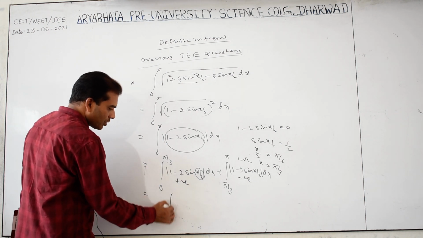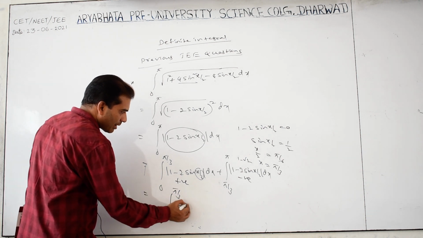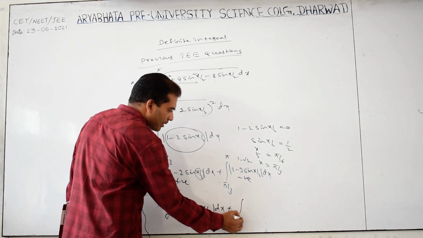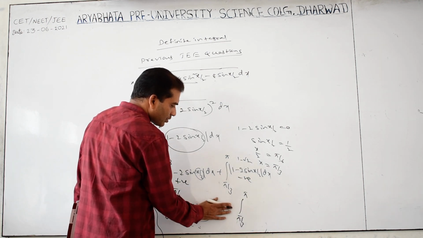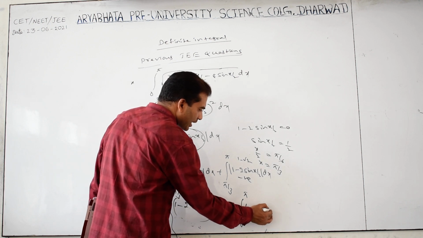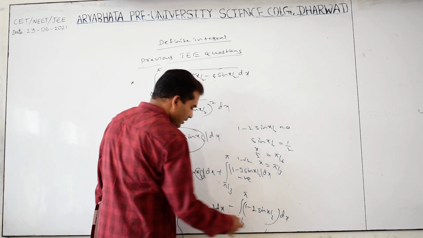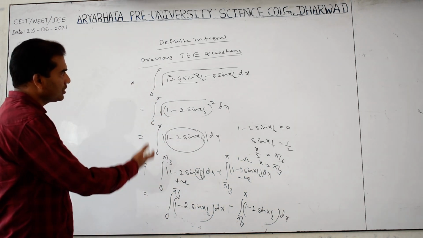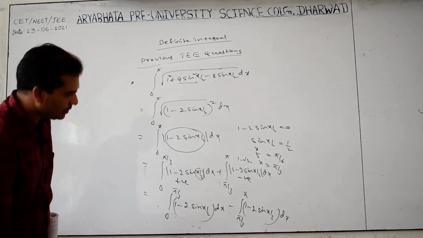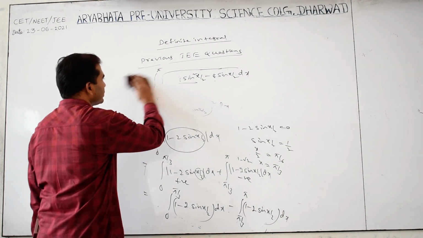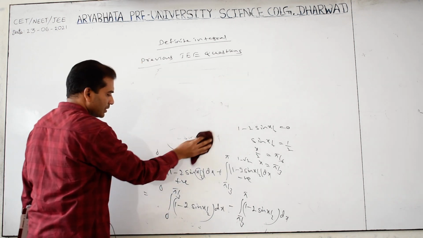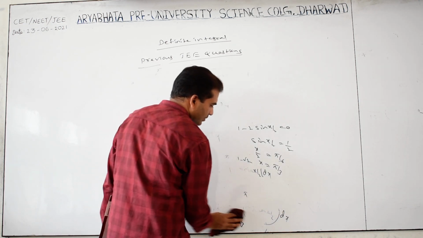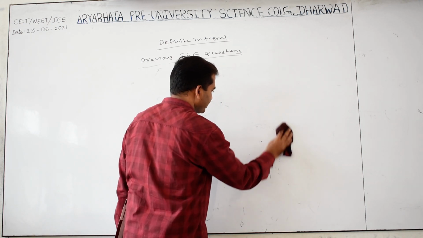Now, it is positive. So, 0 to pi by 3, positive means 1 minus 2 sin x by 2 dx, plus pi by 3 to pi, it is negative, so minus (1 minus 2 sin x by 2) dx. You can find this integration: x, sin x by 2 minus cos x by 2 by 1 by 2. You do this yourself. Just substitute, try yourself. Already I have done it, just simplify.